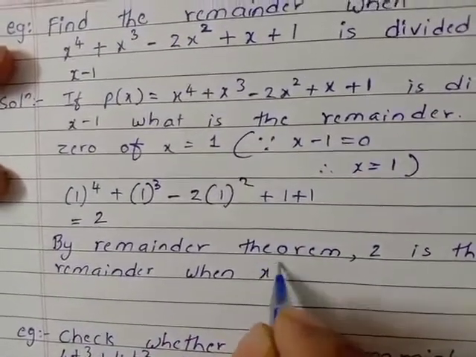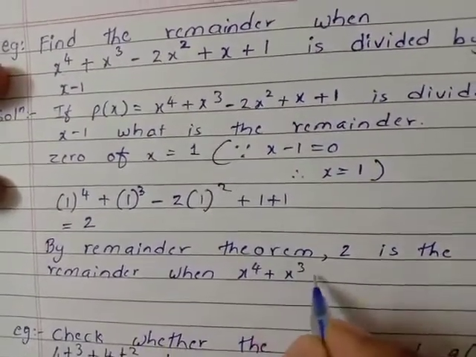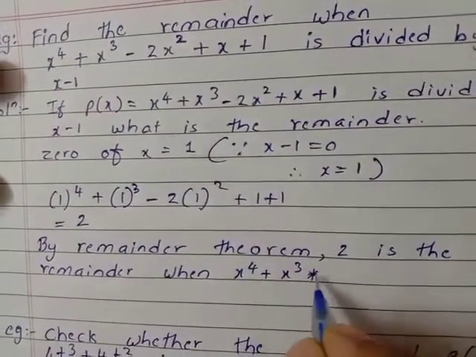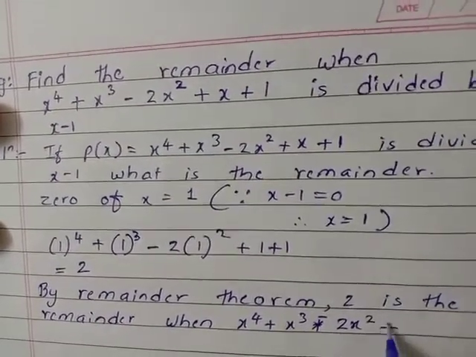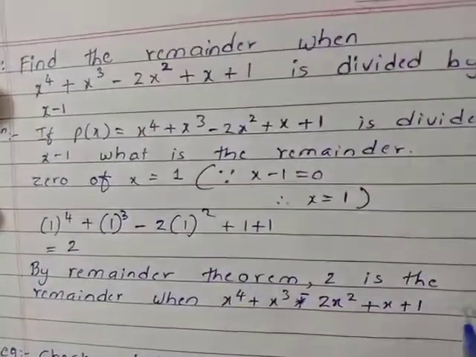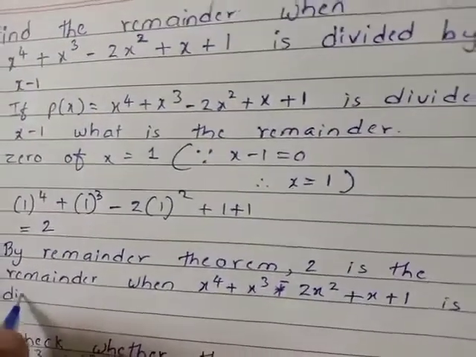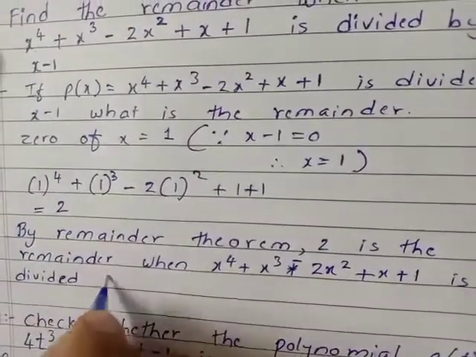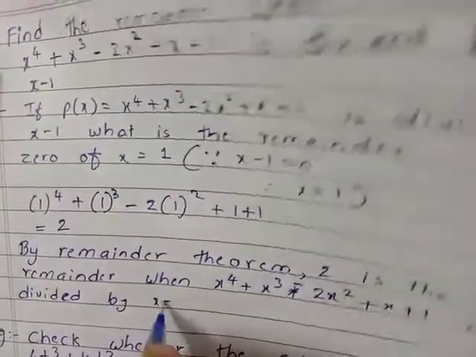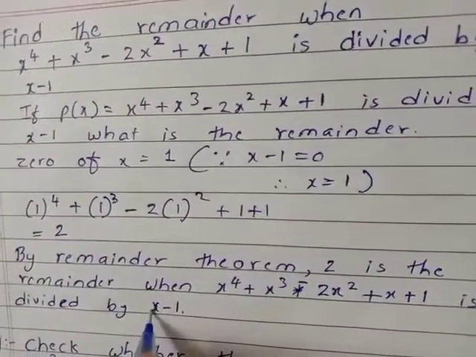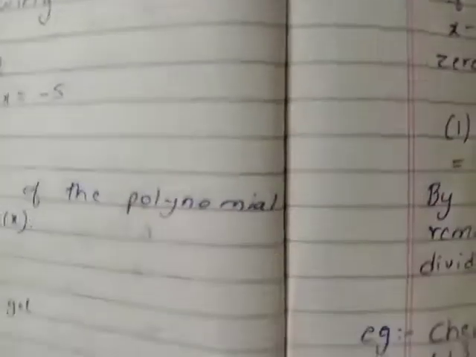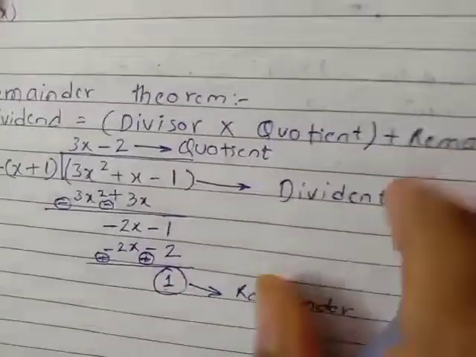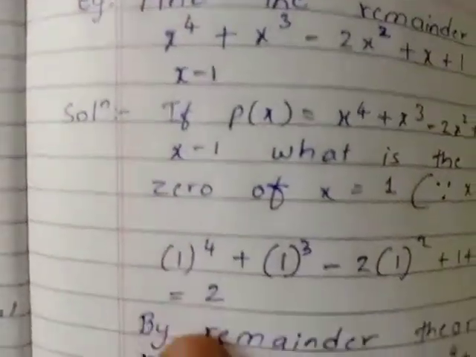when x raised to 4 plus x raised to 3, sorry, it is minus 2x raised to square plus x plus 1 is divided by x minus 1. What does it mean? It means that if you divide this by x minus 1 in this same fashion, you will get the remainder as 2.